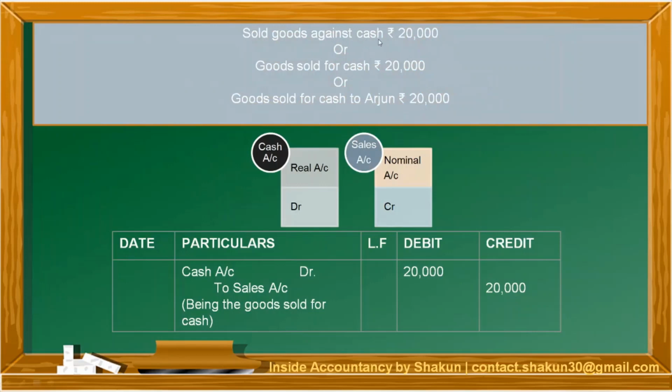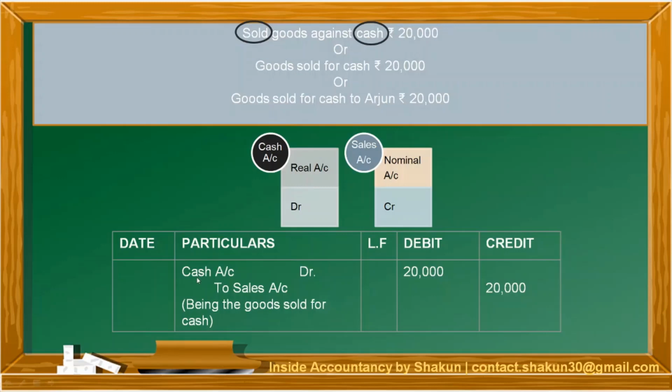Sold goods against cash 20,000, or goods sold for cash 20,000, or goods sold for cash to Arjun 20,000. Again, all these transactions are the same. We are going to ignore Arjun because cash is specified here. The accounts to be identified are sales and cash in all three cases. Sales is a nominal account: debit all expenses and losses, credit all incomes and gains. Sale is an income, therefore it is credited. Cash is a real account: debit what comes in and credit what goes out. Since cash is coming in, therefore it is debited.